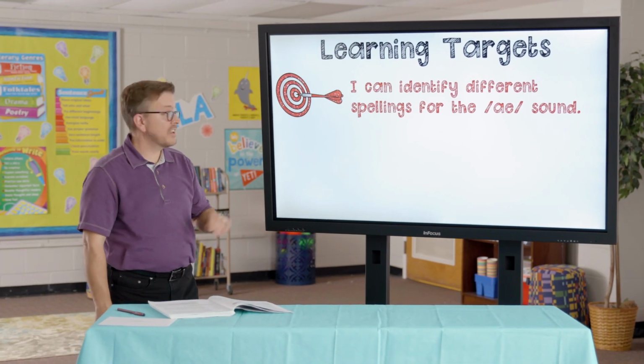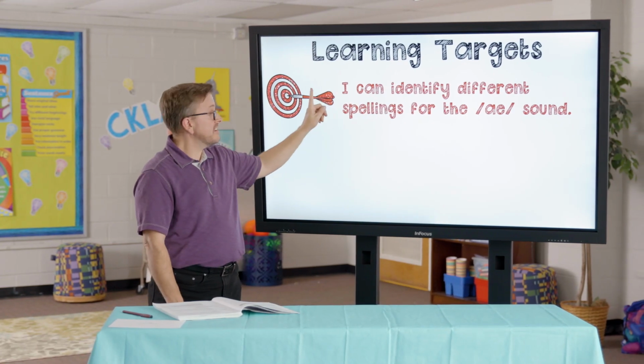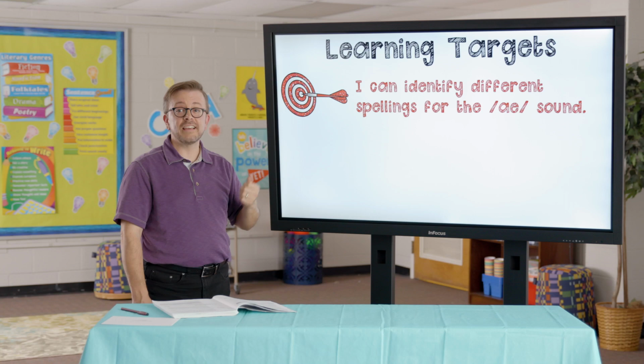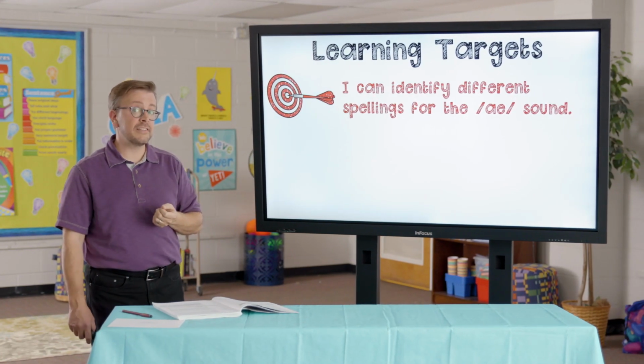All right, boys and girls, can you say that you can reach this target? I bet you can. It says, I can identify different spellings for the A sound. We practiced a lot of A sounds today, okay? We did the AI and we did that AY, and we even looked at the separated digraph with that A consonant E. So you got a lot of practice at looking at this A sound. So I think you can say, I can identify different spellings for the A sound.